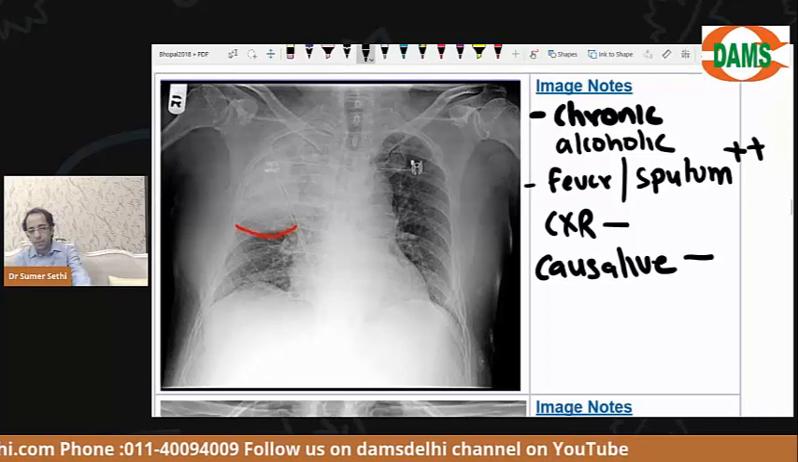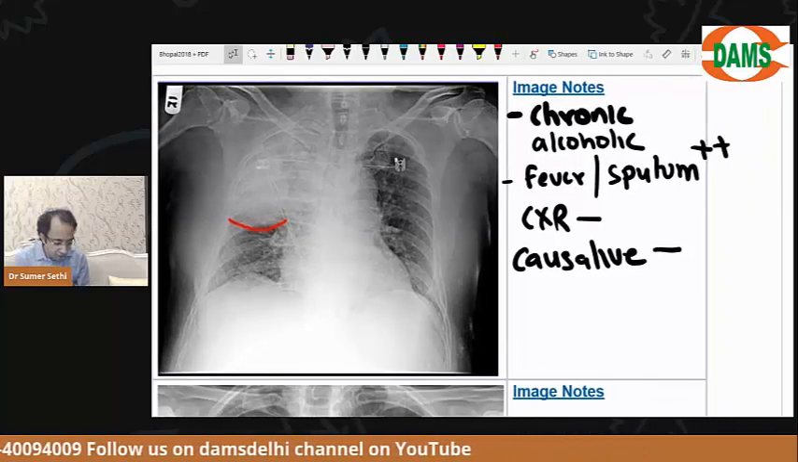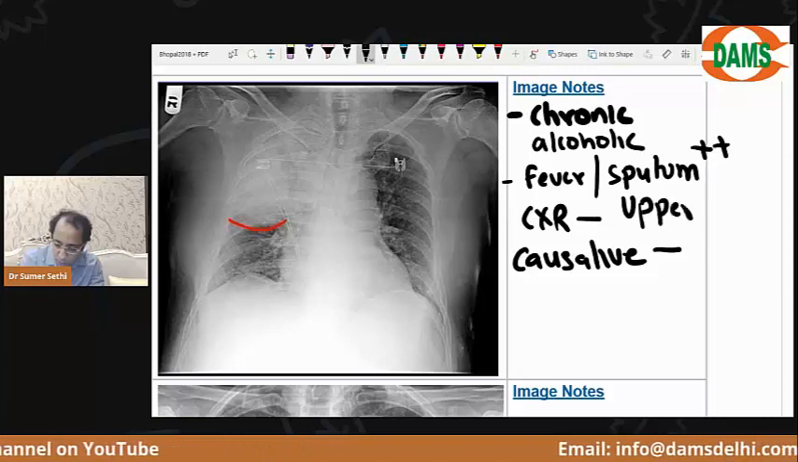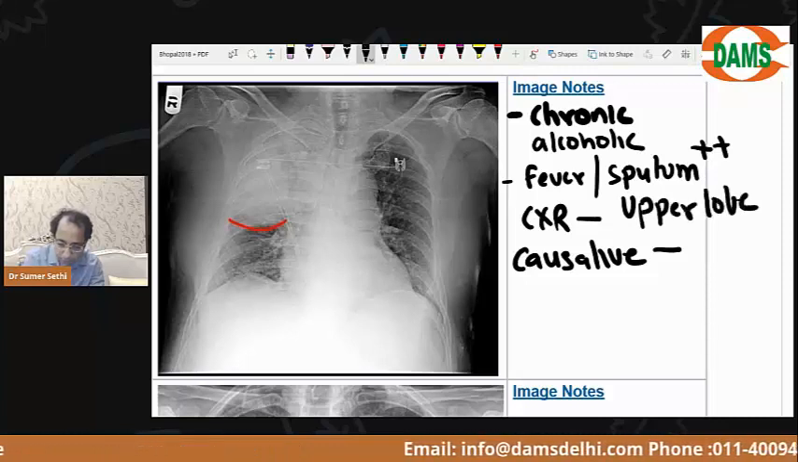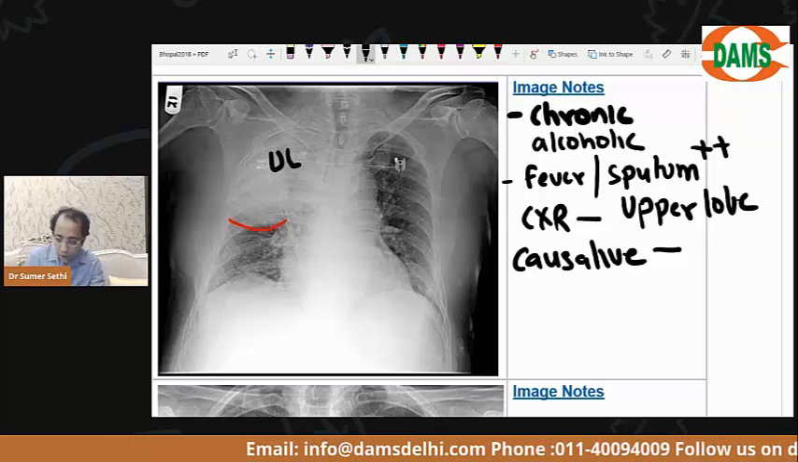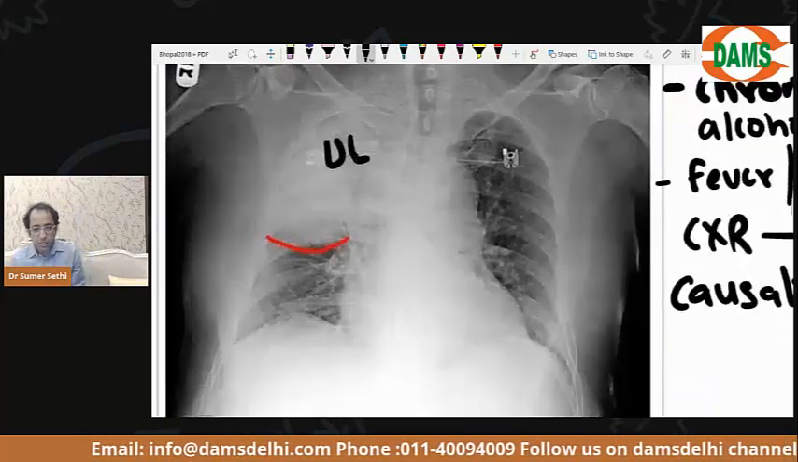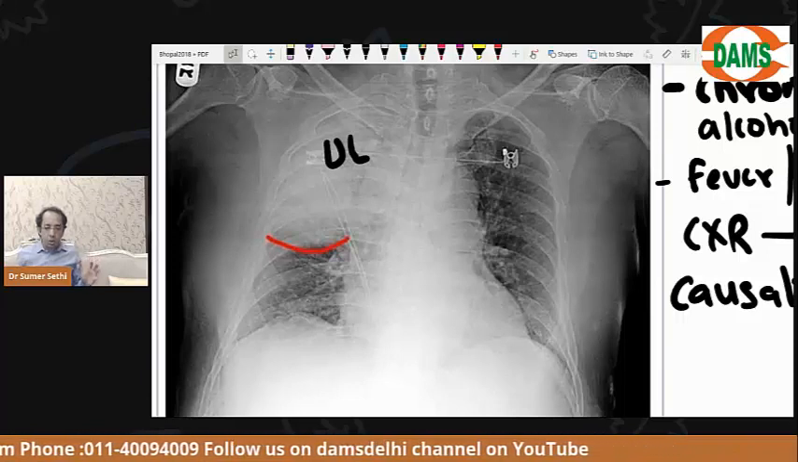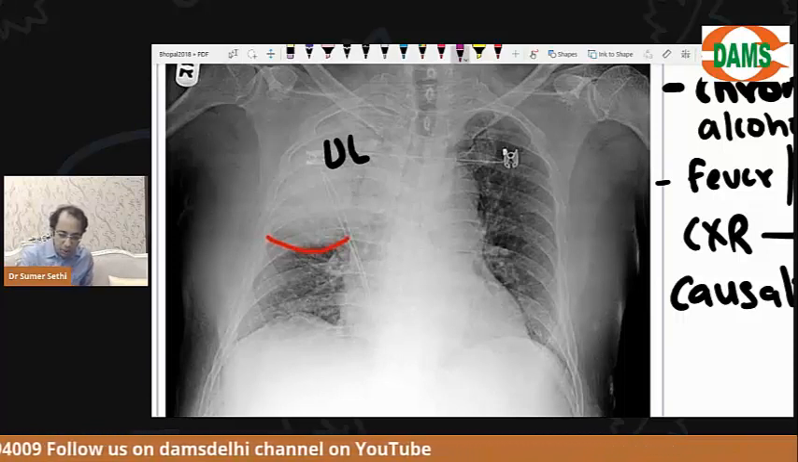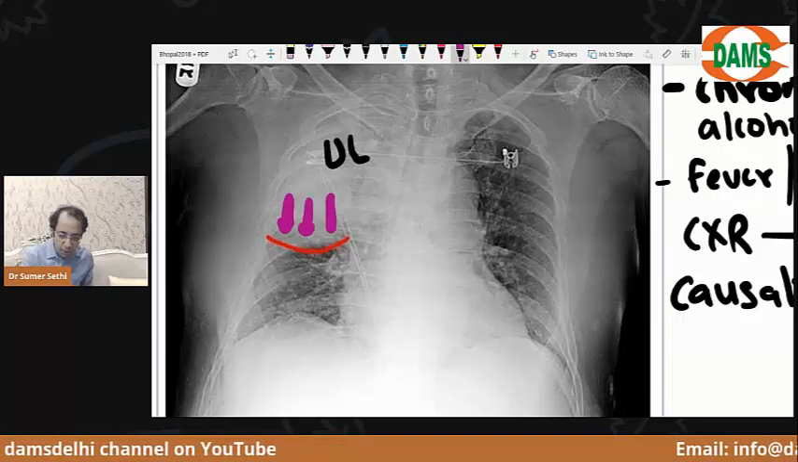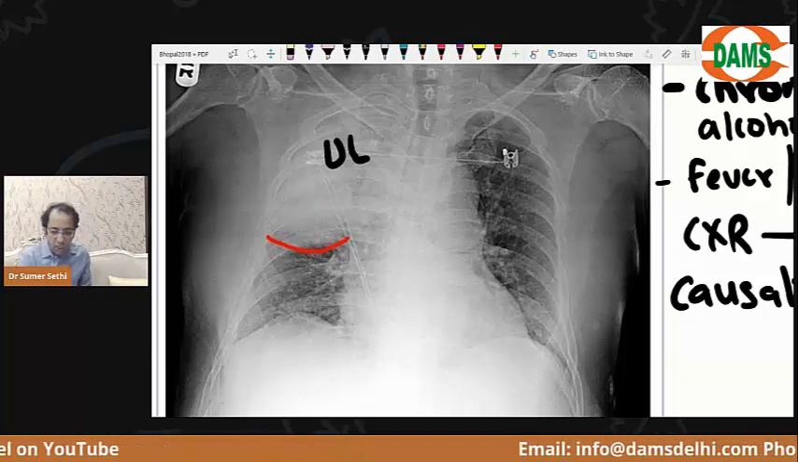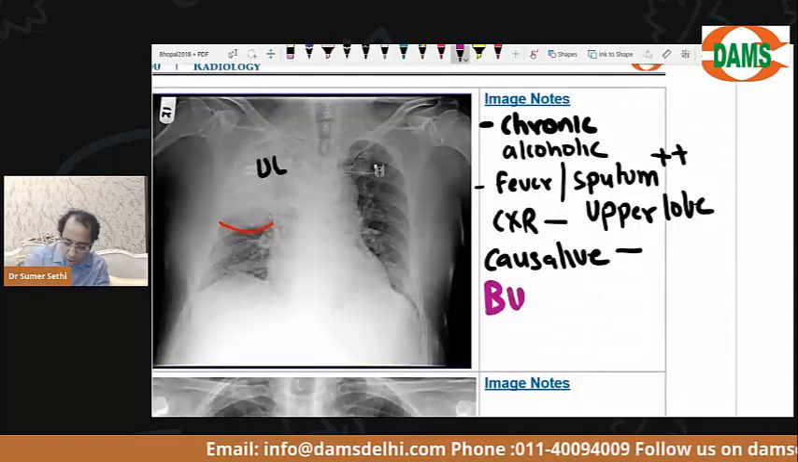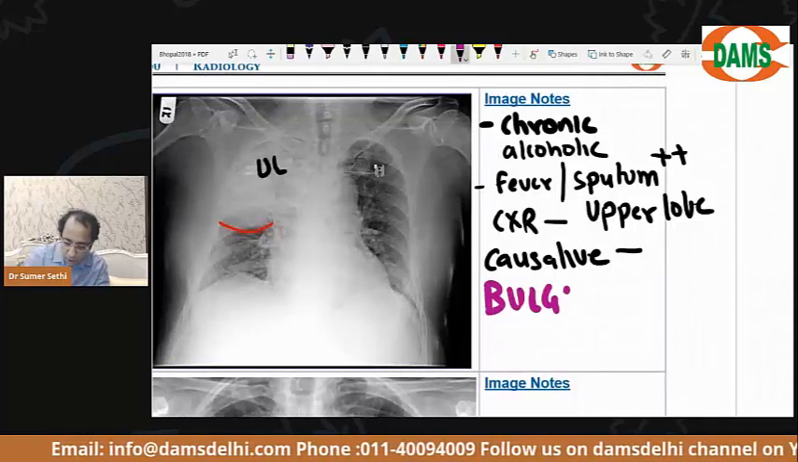Please answer. Chronic alcoholic has fever. Where is the problem? The problem is seen in the right upper lobe. Okay, there's a disease in the upper lobe. Now, when I look at this disease, the horizontal fissure has a strange contour. Can you see in this patient, the horizontal fissure is actually bulging down. Why is the horizontal fissure bulging down? This appearance is called bulging fissure sign.